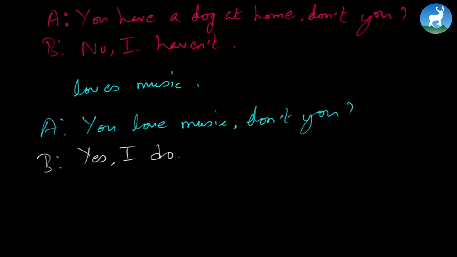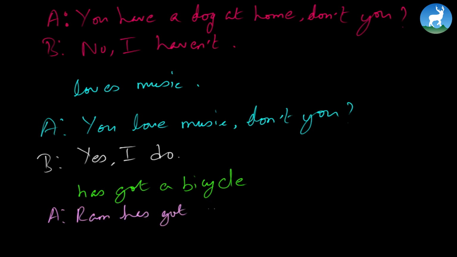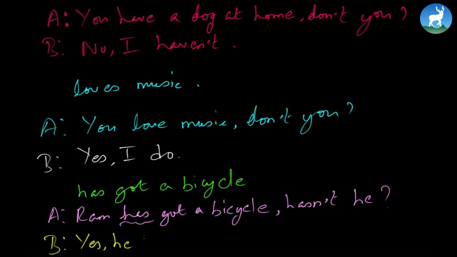Number 4, has got a bicycle. I'm going to work on one more here. Student A might ask somebody else, Ram has got a bicycle, comma. Look at the auxiliary here, hasn't. Positive statement, negative question tag: Ram has got a bicycle, hasn't he? You're free to answer yes or no, by the way, but I'll follow the general rule. Whenever you have a negative question tag, you expect the answer yes. Yes, he has. Now, this is how you do this exercise.